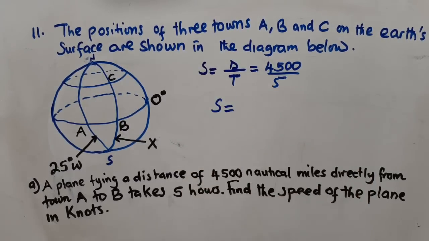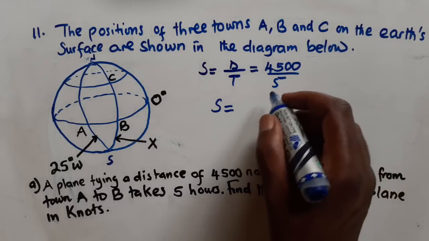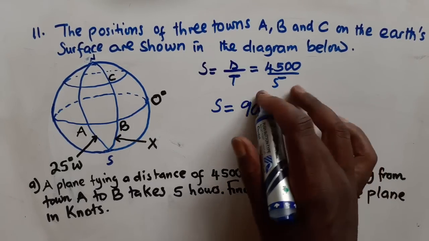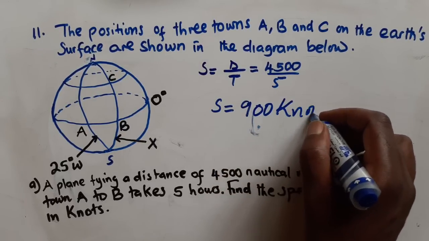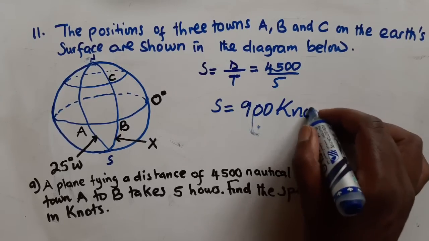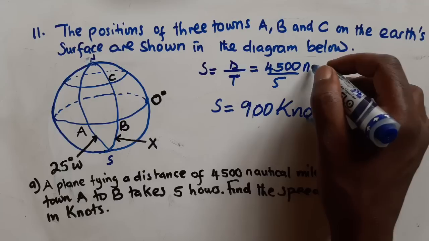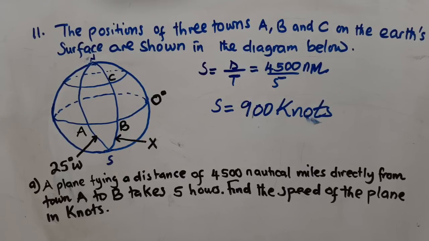What is our speed? So our speed is 900, so 900 knots. Knots in the sense that this is in nautical miles. Alright? So basically this is what we are going to get. So we go to question B of 11.